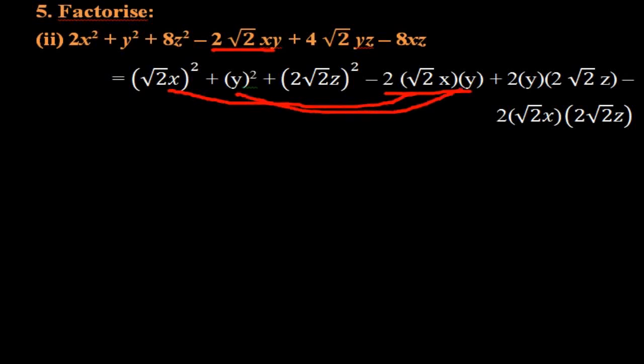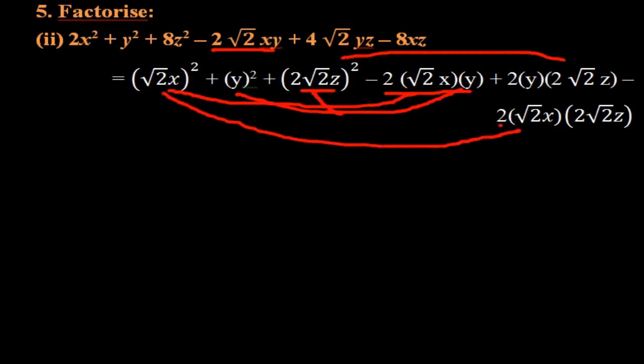Next term should be what? 2yz. So y term is, I have written it, and this z term also has been written here. Then last term will be 2xz. So 2 will be there as it is, and this should be our x term, and this should be our z term. When you multiply all these three terms, you will get these terms.